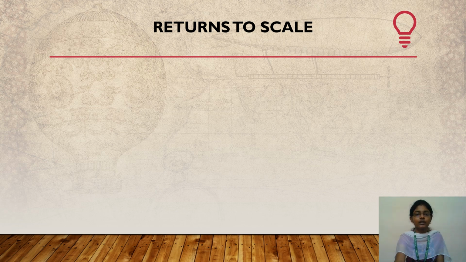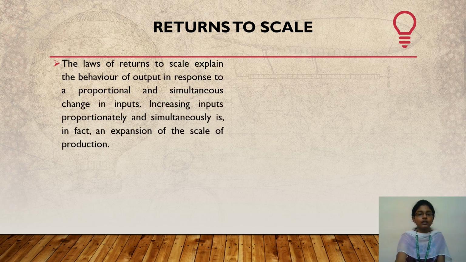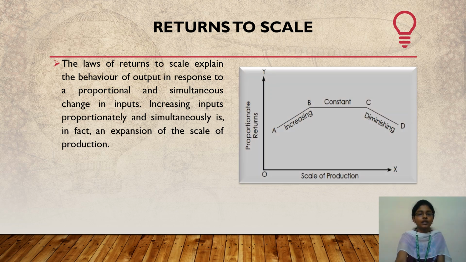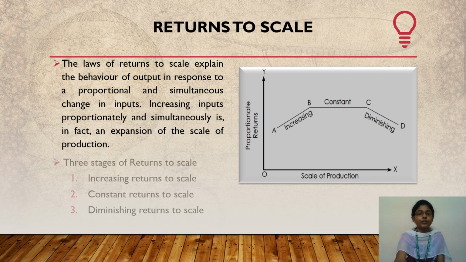Let's see about the return to scale. This law explains the behavior of output in response to a proportional and simultaneous change in inputs. Increasing inputs proportionally and simultaneously is in fact an expansion of the scale of production. This also includes three stages of return to scale. First stage is increasing return to scale, second one is constant return to scale, and third one is diminishing returns to scale.